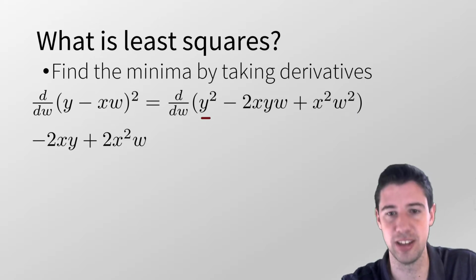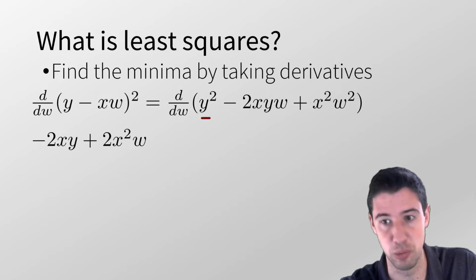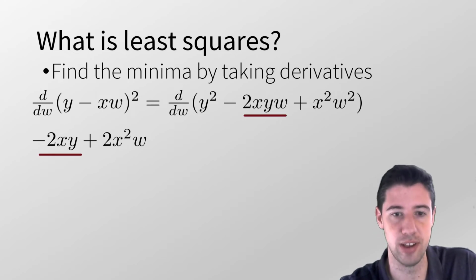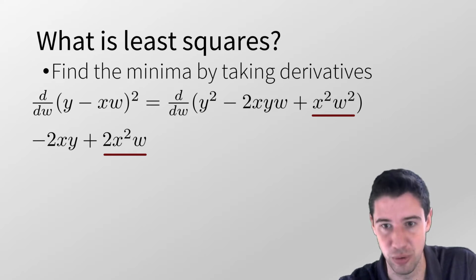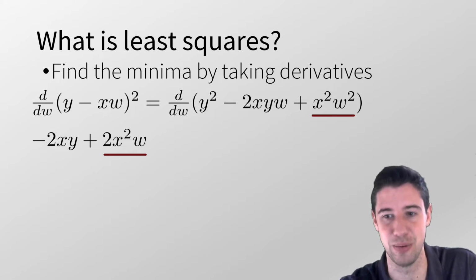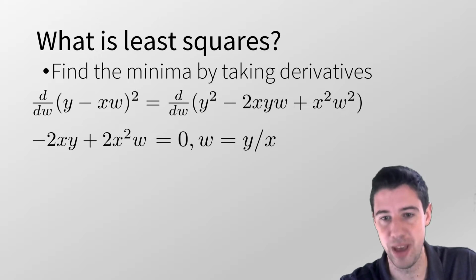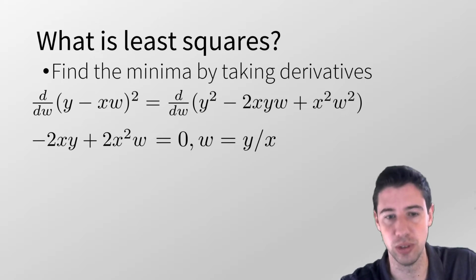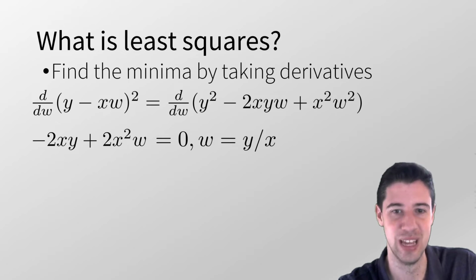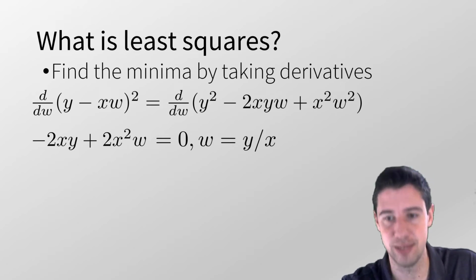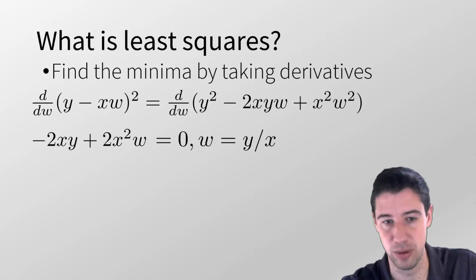The first term doesn't contain any w, so the derivative will be 0. The second term will give us minus 2xy, and using the power rule, the third term will give us 2x squared w. As we said earlier, to find the minima or maxima, we set the derivative equal to 0 and then solve for w.